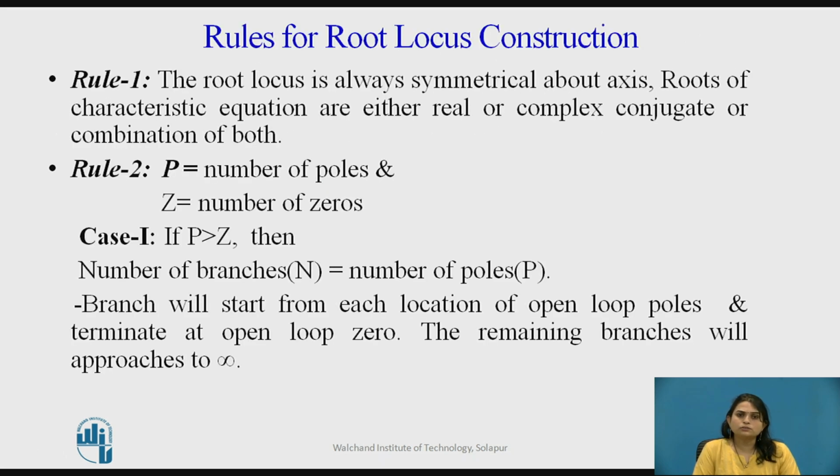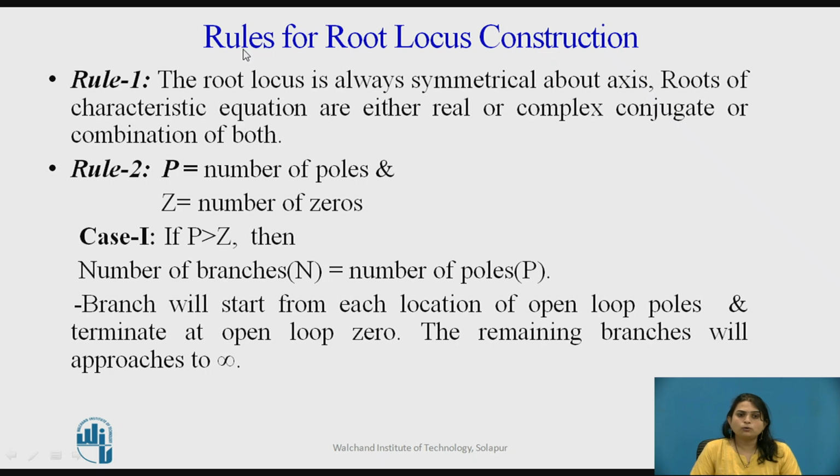Now there are the rules for drawing the root locus. Rule number 1: the root locus is always symmetrical about the real axis. Roots of this characteristic equation are either real or complex conjugate or a combination of both. So from the transfer function we first calculate the poles and zeros.